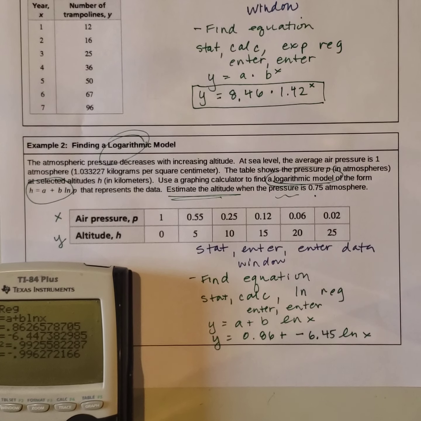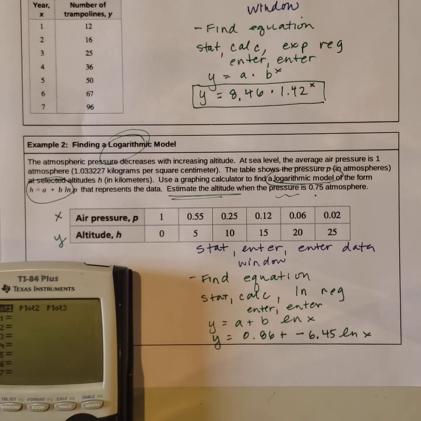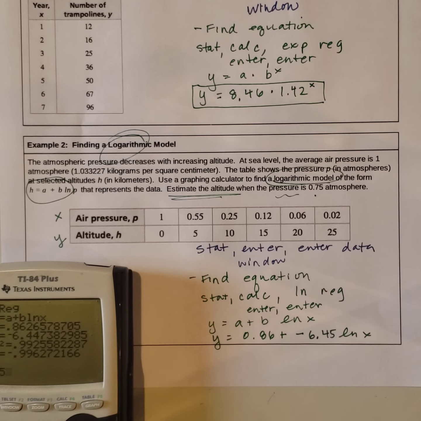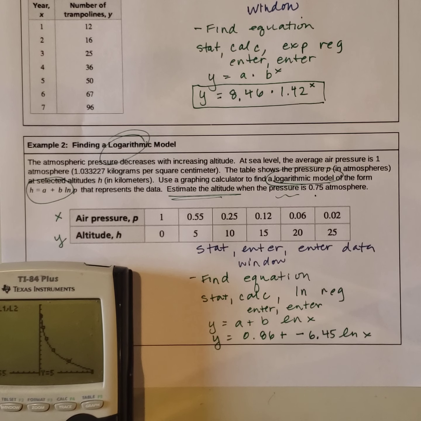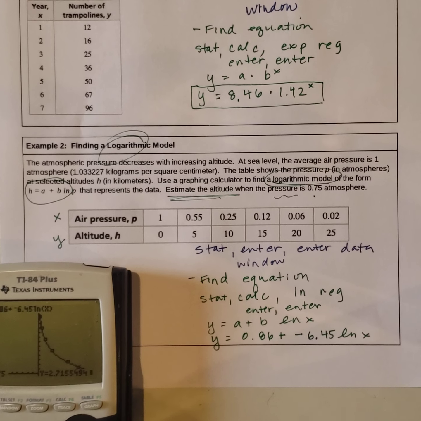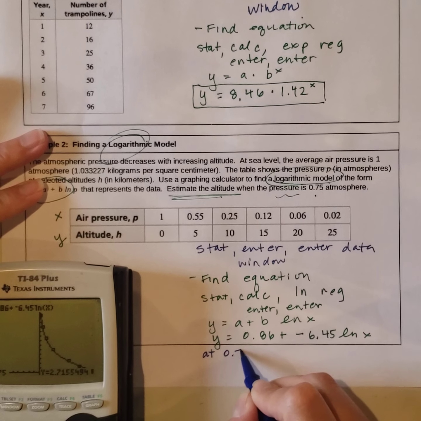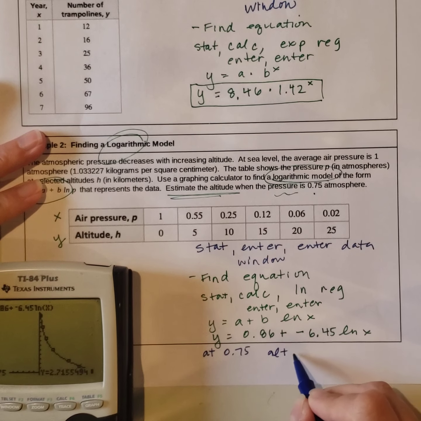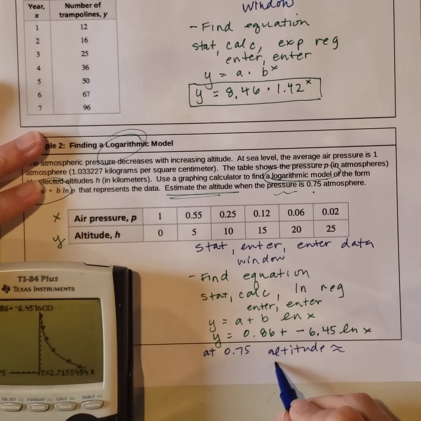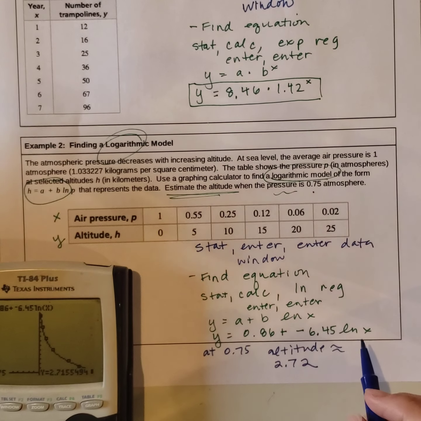Now we need to estimate the altitude when the pressure is 0.75 atmospheres. So I'm going to hit Y equals 0.86 plus negative 6.45 natural log of X. Graph it. It's going through the points, which is what we want. And I'm going to hit trace, type in .75, and at 0.75, the altitude is approximately 2.72 kilometers.